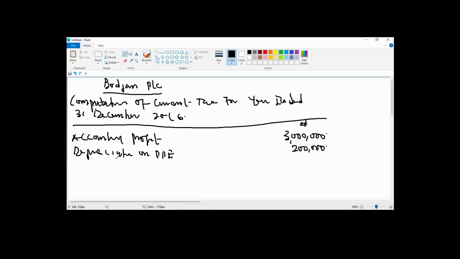So profit on disposal of non-current assets. How much is the profit on disposal of non-current assets? 300,000.